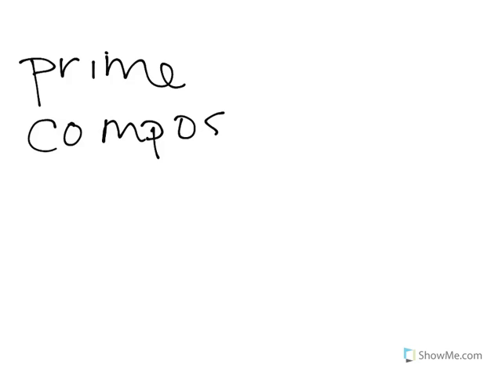This lesson is focusing on prime factorization. My first example is determining whether a number is either prime or composite. If a number is prime, that means it has exactly two factors, one and itself. If a number is composite, then that means it is greater than 1 and has more than two factors.